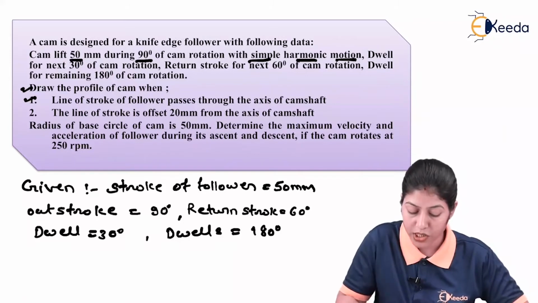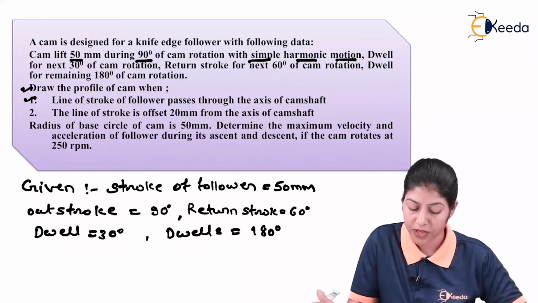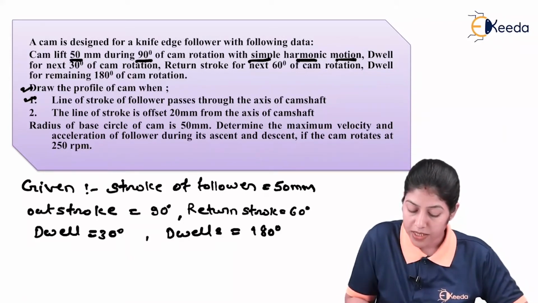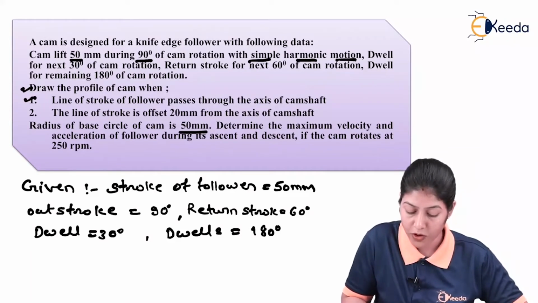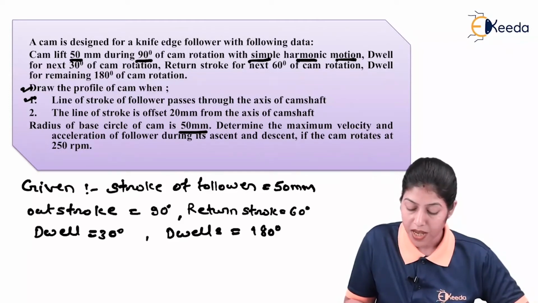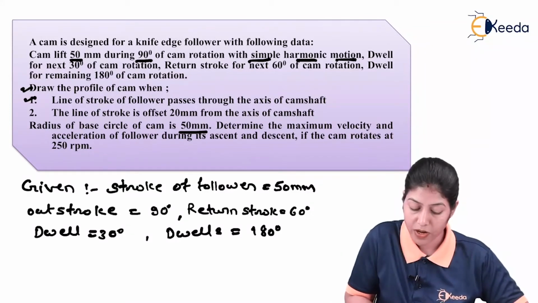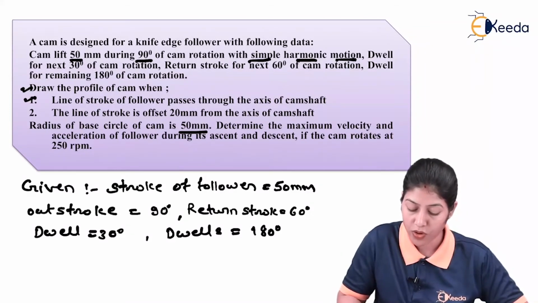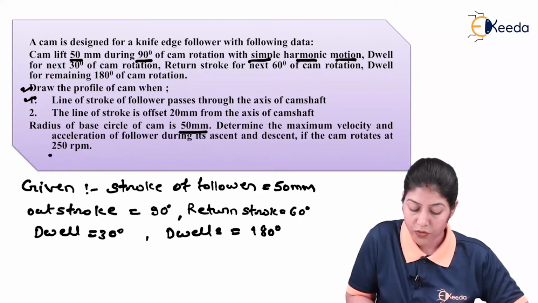So for both the condition we have to draw the profile of the cam, as well as radius of the base circle is given. So this base circle radius for the cam we will use to draw the profile of the cam, and apart from that, we also have to determine the maximum velocity and acceleration of the follower during its ascent and descent if the cam rotate at 250 rpm.